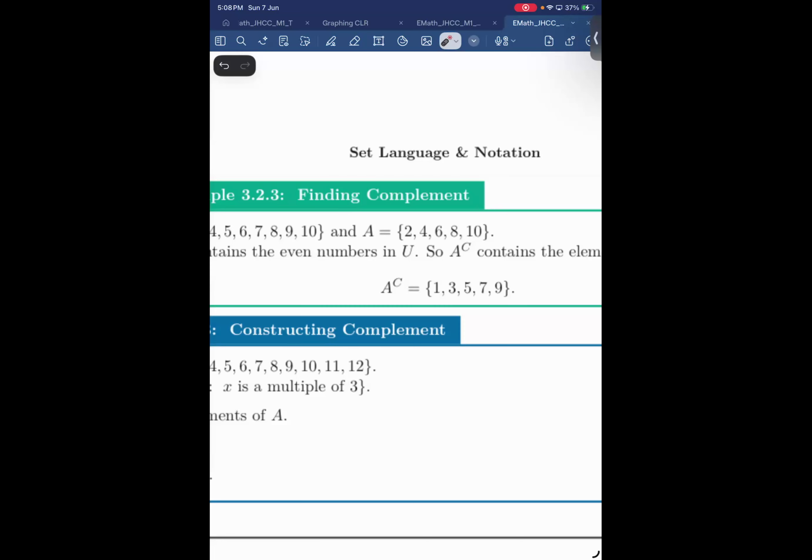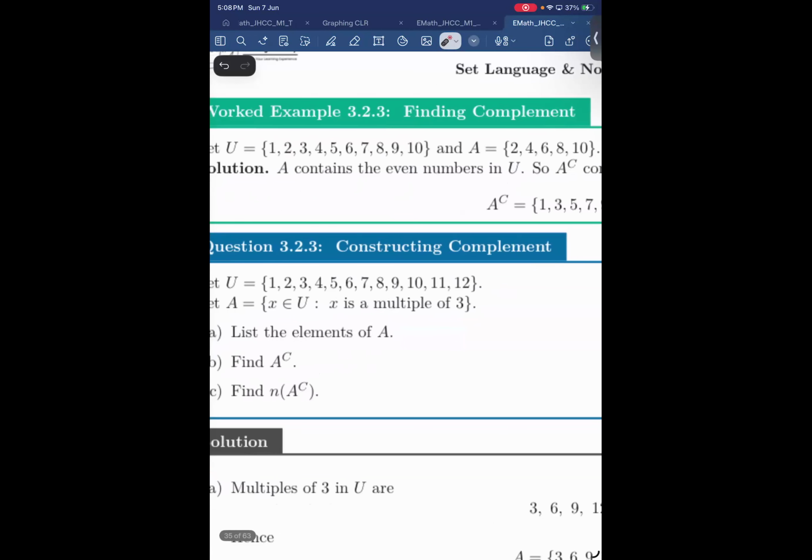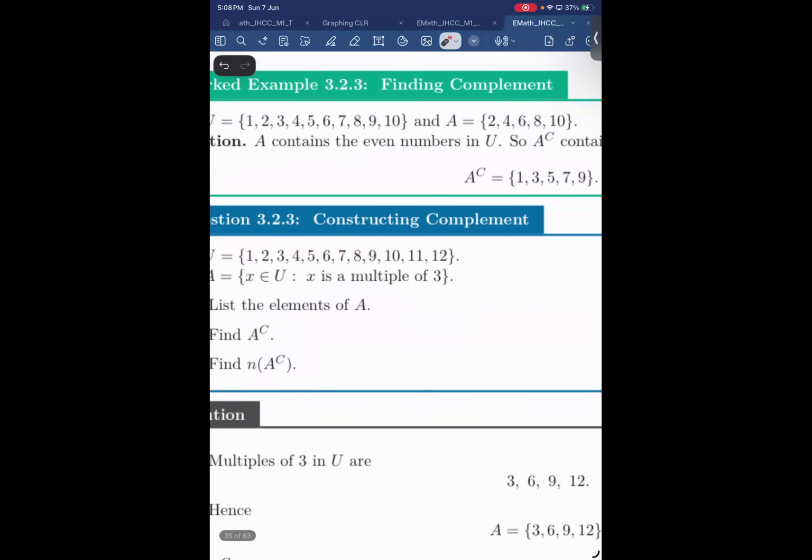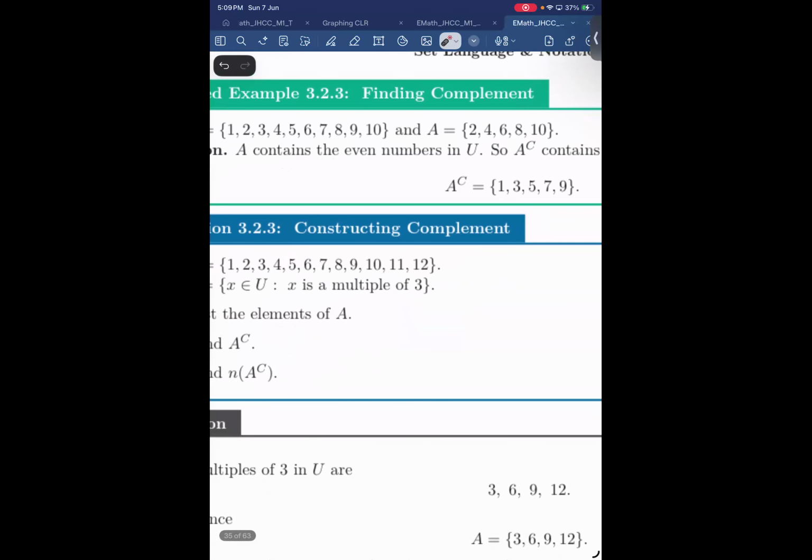Okay, so for part A here, this is the elements of A. A must be a multiple of 3 that is between 1 and 12, so 3, 6, 9, 12. A will be 3, 6, 9, 12. Then find A complement. So A complement is any number that is outside of A that's in the universal set. So it's 1, 2, 4, 5, 7, 8, 10, 11.